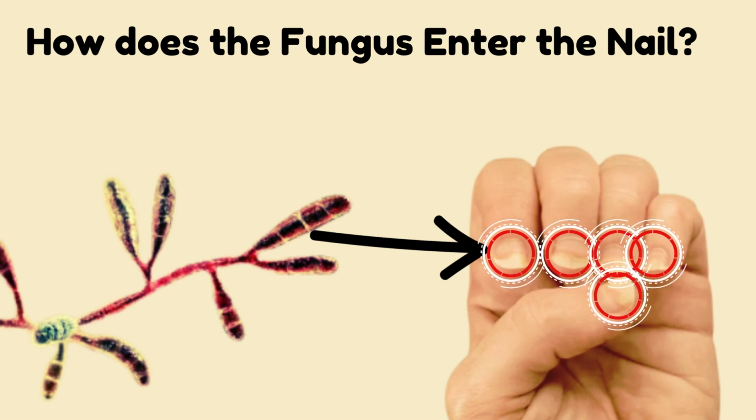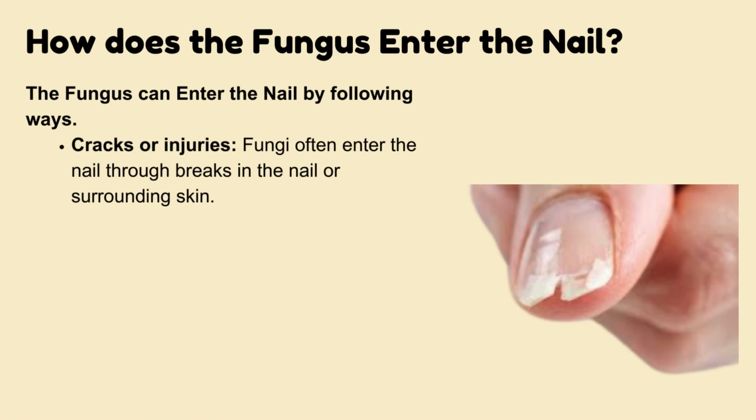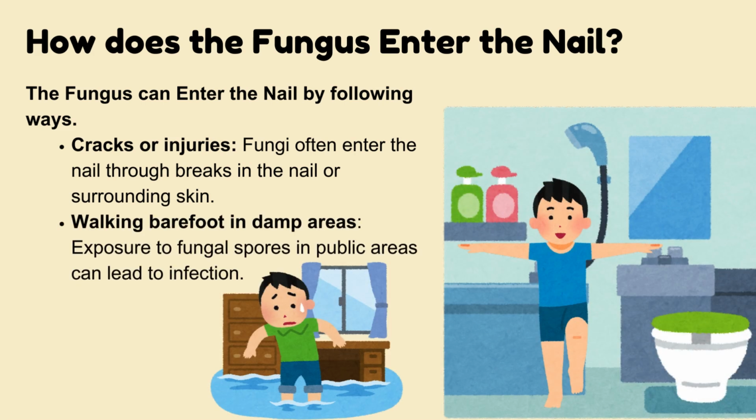How does the fungus enter the nail? The fungus can enter the nail in the following ways. Cracks or injuries. Fungi often enter the nail through breaks in the nail or surrounding skin. Walking barefoot in damp areas. Exposure to fungal spores in public areas can lead to infection.